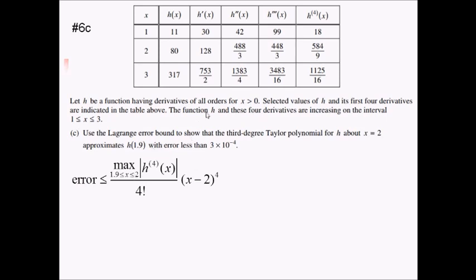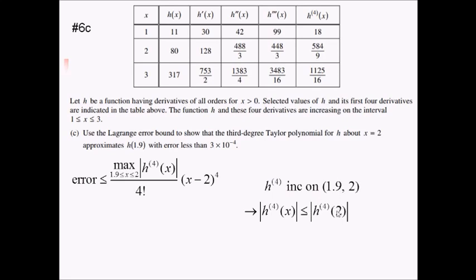So taking a look at the fourth derivative here, we've got different values for the fourth derivative in this table. The key here is they said that h and the 4 derivatives were increasing on the interval from 1 to 3. So this derivative is constantly increasing as you plug in higher and higher x values. So since this is increasing on the interval from 1.9 to 2, which is part of this larger interval of 1 to 3, that means that to make h to the fourth derivative as big as you possibly can, you just need to plug in the biggest possible x value. So this fourth derivative is going to be bounded by whatever the fourth derivative is at 2.